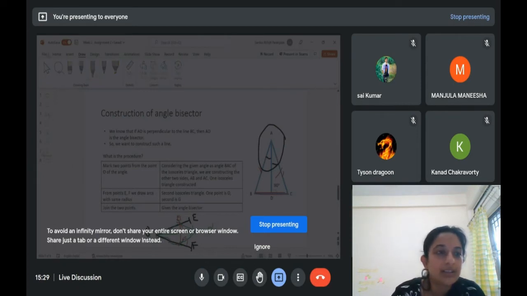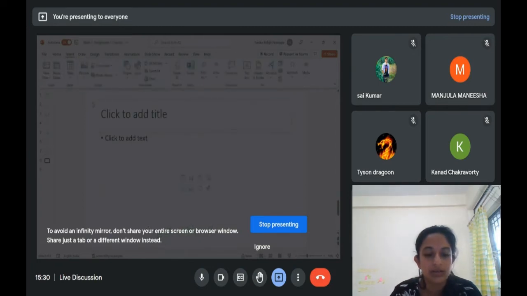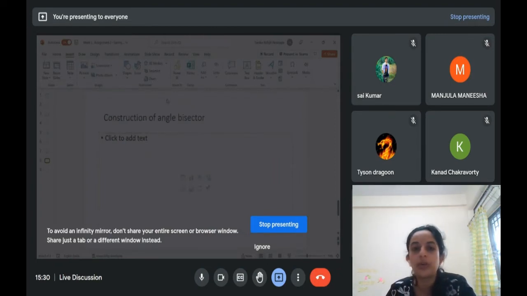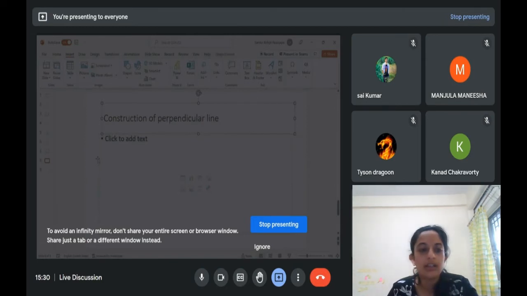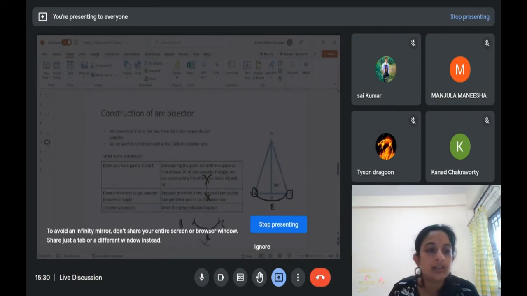Now there is a third construction, the construction of a perpendicular line to a given line from a given point. So what is the scenario here? I will just copy the isosceles triangle figure from the last slide here.